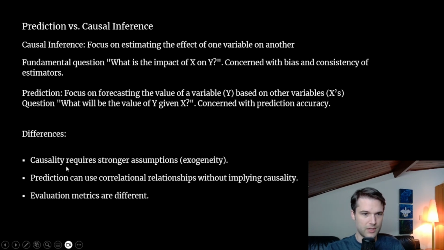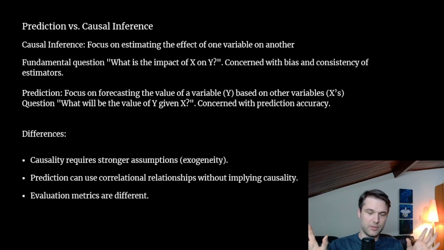The obvious differences are that causality requires stronger assumptions. The variables must be exogenous. Prediction can use correlational relationships without implying causality, and evaluation metrics are different for both purposes. We can use different methodologies and we can reach different conclusions. For example, if we have a predictive model that works really well, it doesn't really matter what the rationale behind it is, because if the model works and we get to predict well, that's fine.